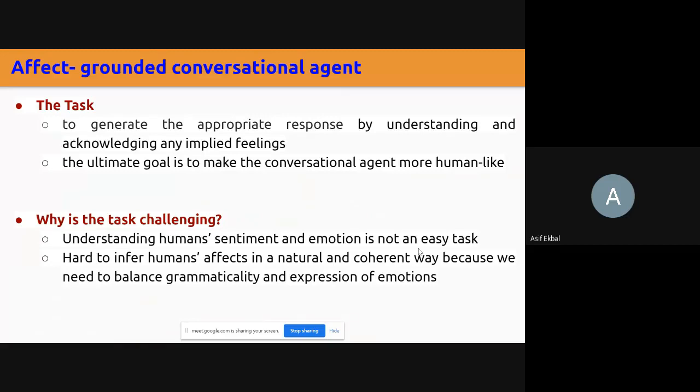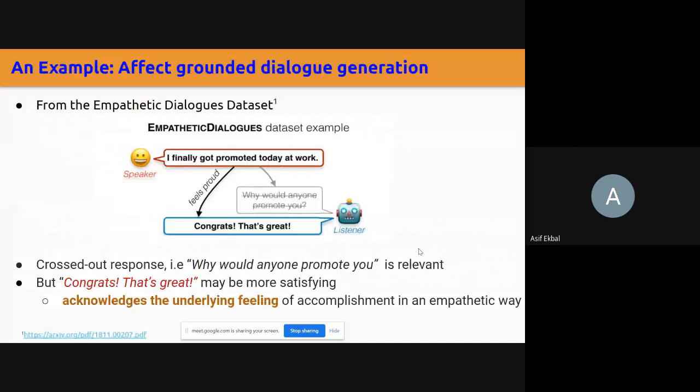Now we'll discuss conversational AI, which is more oriented with human sentiment and emotions. So this is an example that I already discussed before, and there is a dataset, the empathetic dialogue dataset. Let's say the speaker is saying, I finally got promoted today at work. Now, if the listener says, why would anyone promote you, then the speaker will not be very happy with this response, because the speaker has been promoted and the listener, rather than appreciating, is raising a concern or raising a doubt.